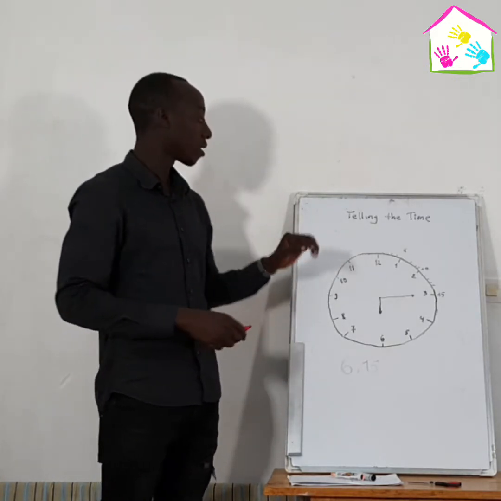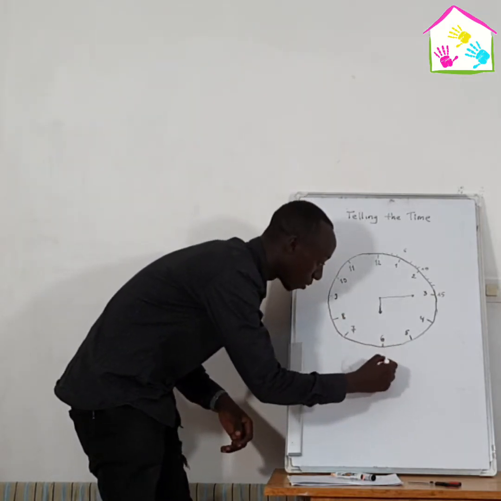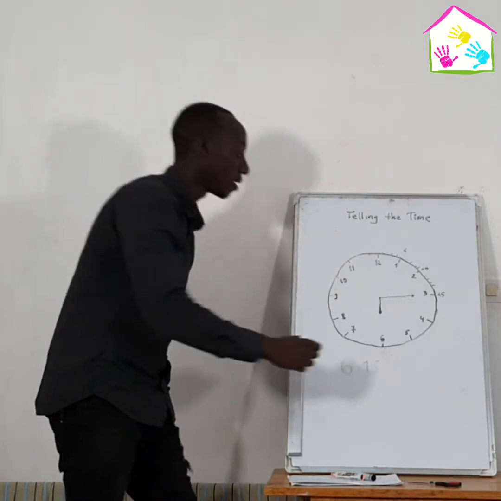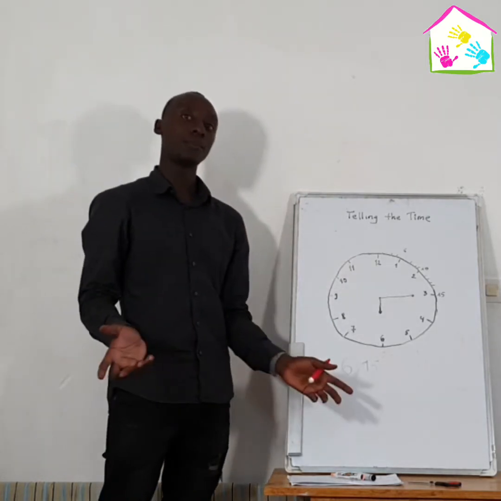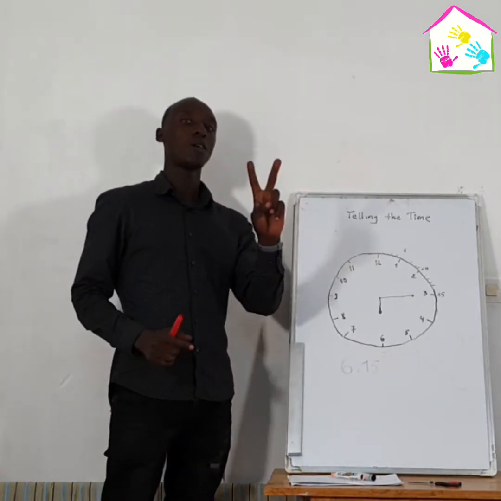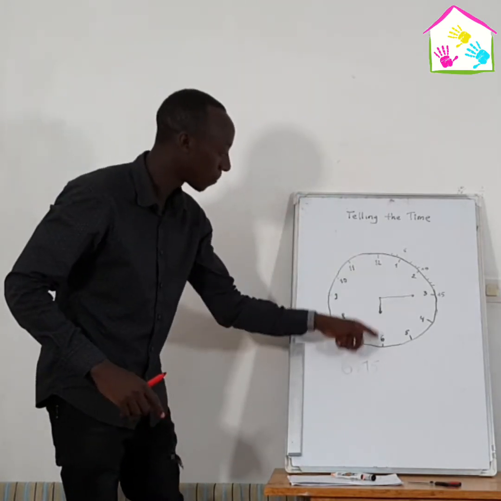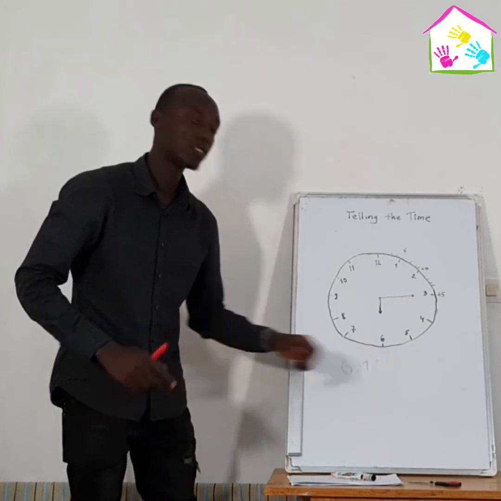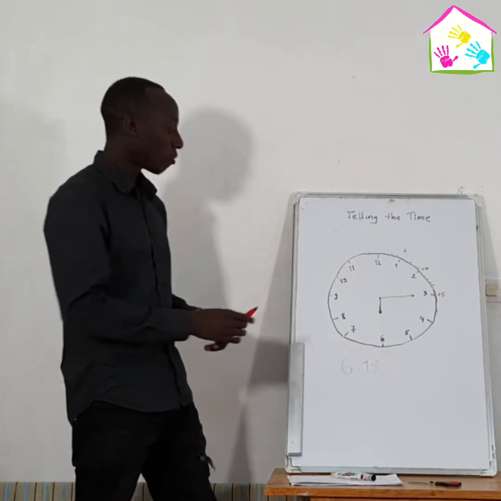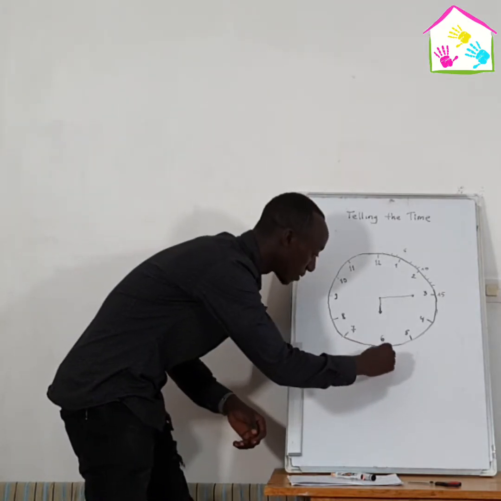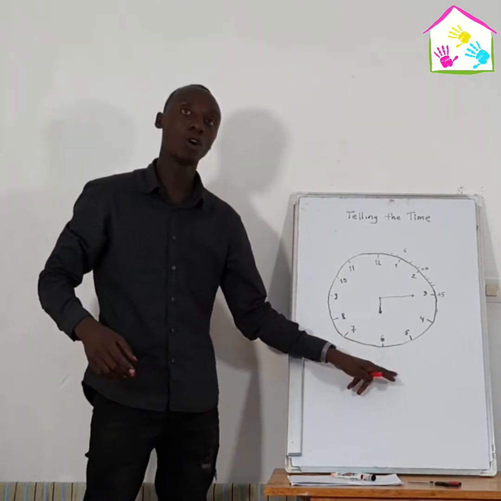Quarter means 1/4. And for 30 minutes here, what do we say? It is half an hour. What is a half of something? Divided by 2, we make a half an hour. 30 minutes, it is half an hour. When we have half an hour, we always use past. We use past when we have minutes below 30.